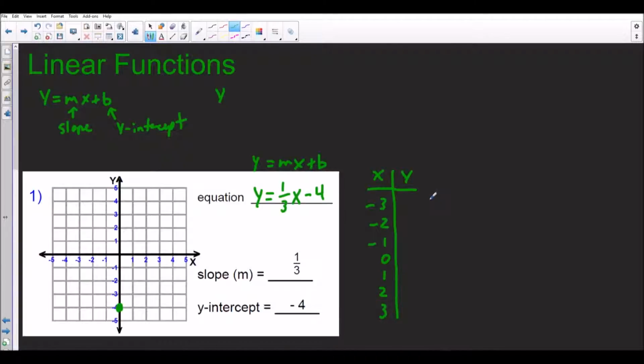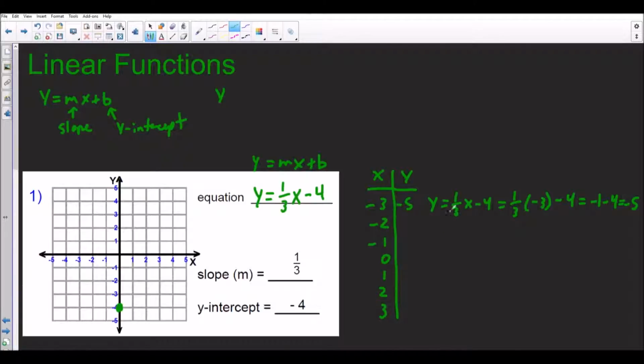So we're going to say, okay, well, if we want this y value, y is going to equal 1/3 x minus 4. And if we fill in the x value, so 1/3, and then we're going to fill in -3, minus 4. So that's just going to equal -1 minus 4, which is equal to -5. So our y value here is -5. Now we can do the same thing for each of these numbers.